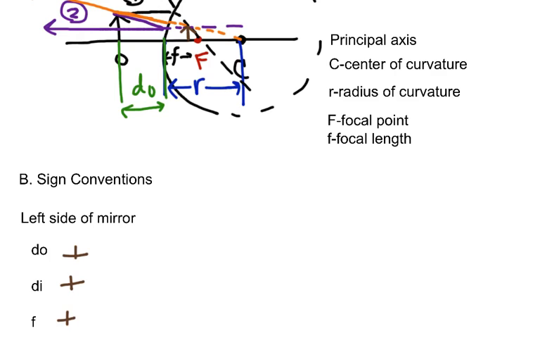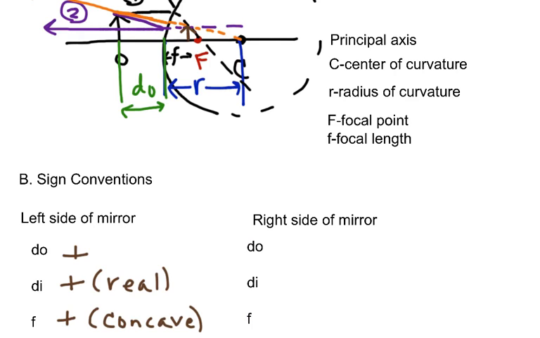Now, if the distance of the image is on the left side of the mirror or in front of the mirror, we say the image is real. And if the focal length is on the left side of the mirror and therefore positive, we say we're dealing with a concave mirror. On the right side of the mirror, if the object is behind the mirror, we give it a negative value. If the image is behind the mirror on the right side of the mirror, we give that distance a negative value. And if the focal length is behind the mirror on the right side, that has a negative.